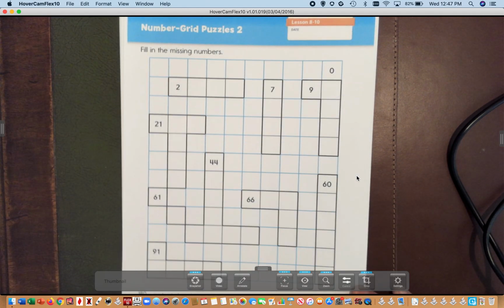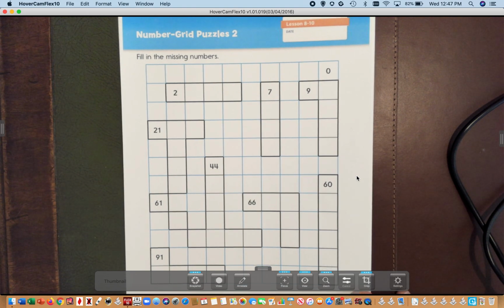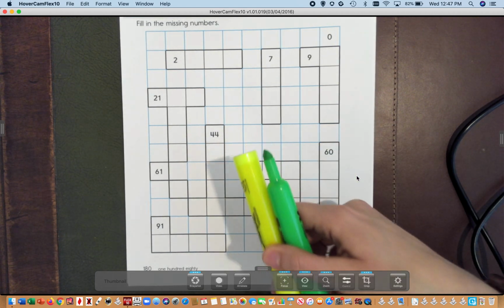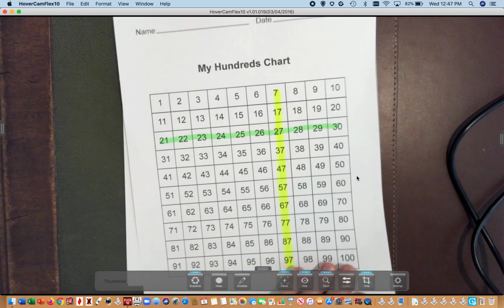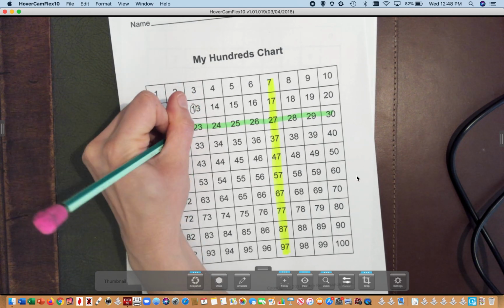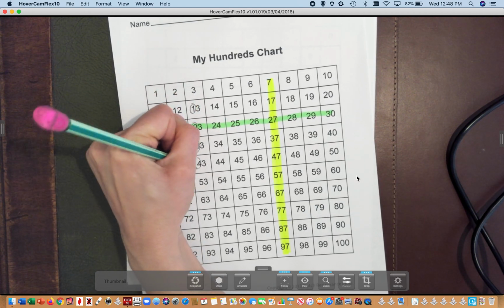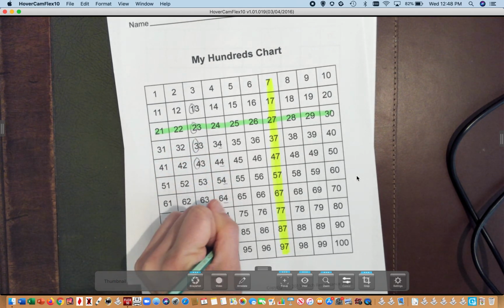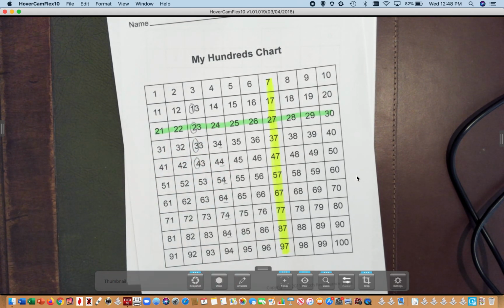So you're going to do these puzzles on this page for your assignment today. You can print it out or you can write your answers right on the screen. If it helps you to use highlighters, or if it helps you to use a hundreds chart, or if it helps you to circle or underline just the tens or just the ones, those are all strategies you can try. Good luck, mathematicians. I know you'll do great.